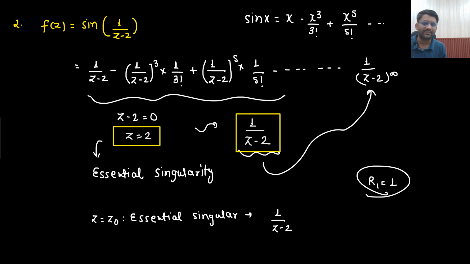So that we will see in the next lecture. Residue we will see in the next lecture. That's why this factor is very important: the coefficient of 1 upon z minus z naught. When you have essential singularity, the coefficient of 1 upon z minus z naught will become your residue. What is your residue? The coefficient here is 1. So that's the answer.